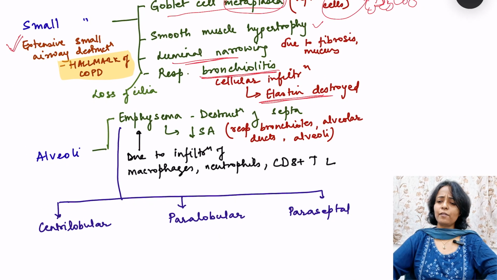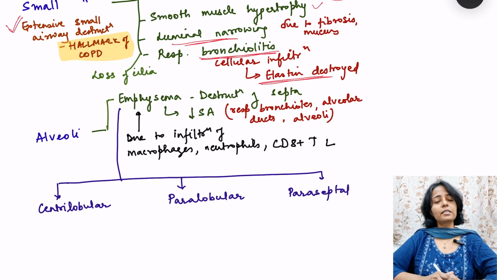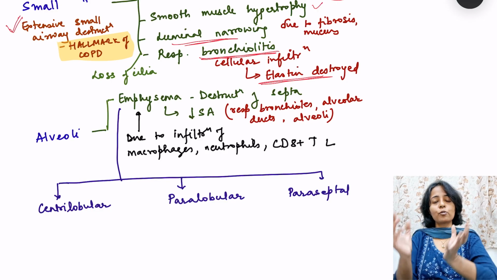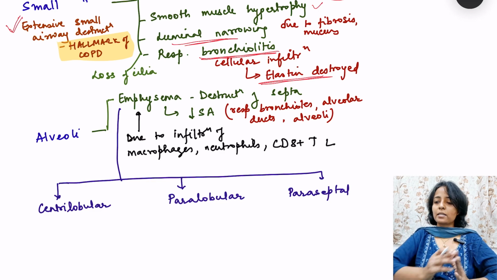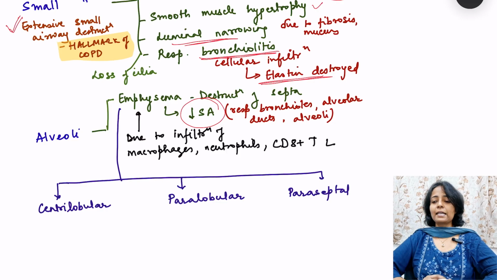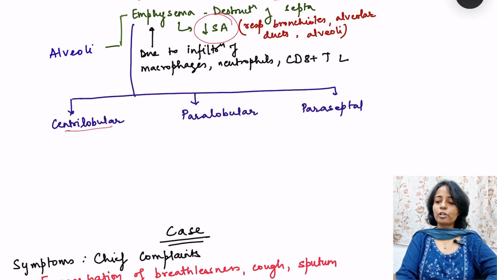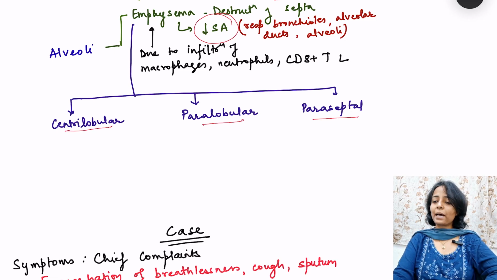Then moving on to alveoli. Alveoli, we have discussed that there will be development of emphysema, there will be destruction of the septa, so all the alveoli are going to become as one mass. Okay, this will decrease the surface area for gas exchange. Now this emphysema is of three types, either centrilobular, paralobular or paraseptal.